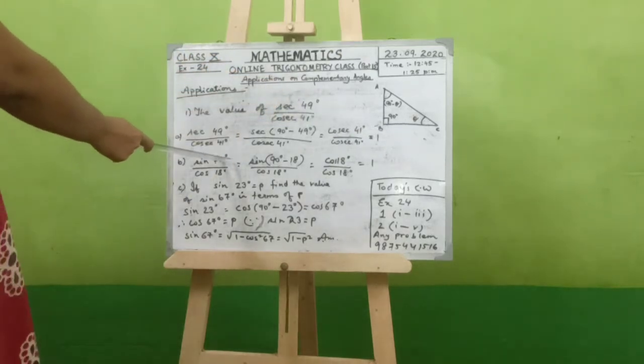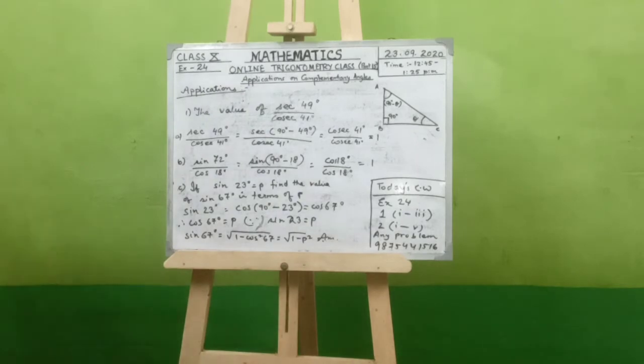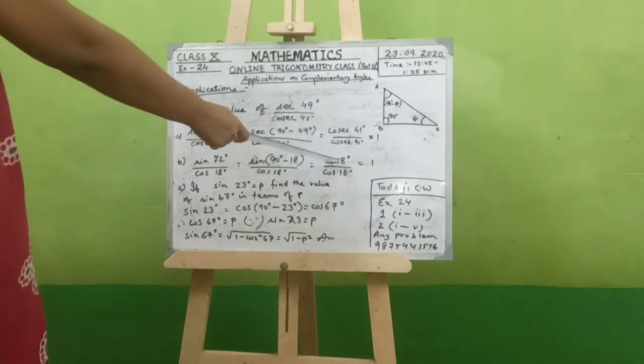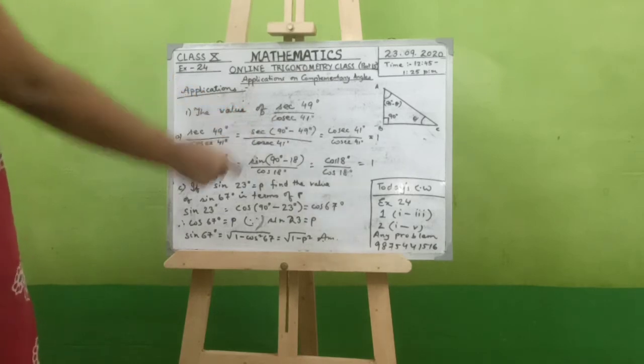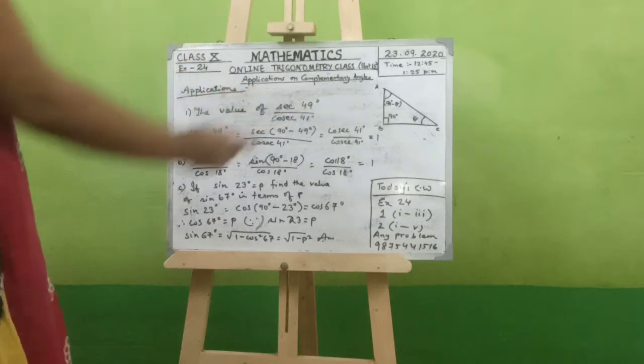Then sin 72° by cos 18°. Instead of sin 72°, we can write sin (90 minus θ), that is sin (90 minus 18), which is equal to cos 18°. Cos 18° by cos 18° gets cancelled, and since this is a fraction, we get 1.